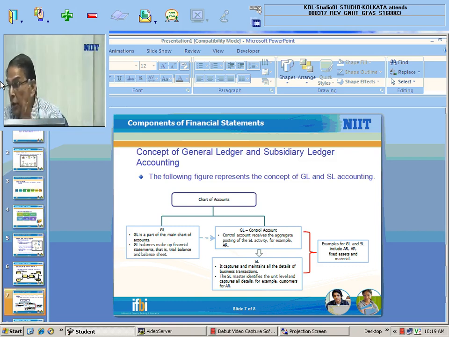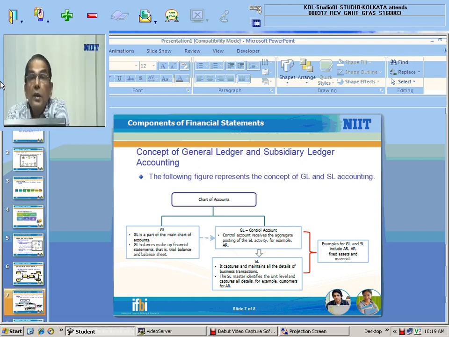Now there are certain control accounts, called GL control accounts. They receive the aggregate posting of the subsidiary ledger activity, like accounts receivable, which is a control account. Accounts receivable is a GL control account. Under accounts receivable there will be subsidiary ledgers where the accounts of individual buyers will be maintained.